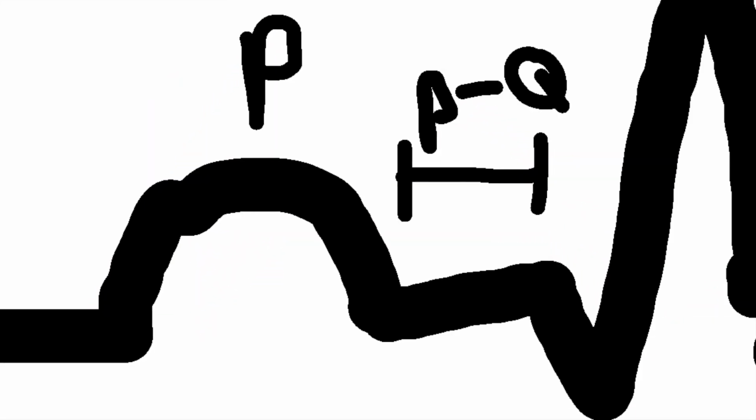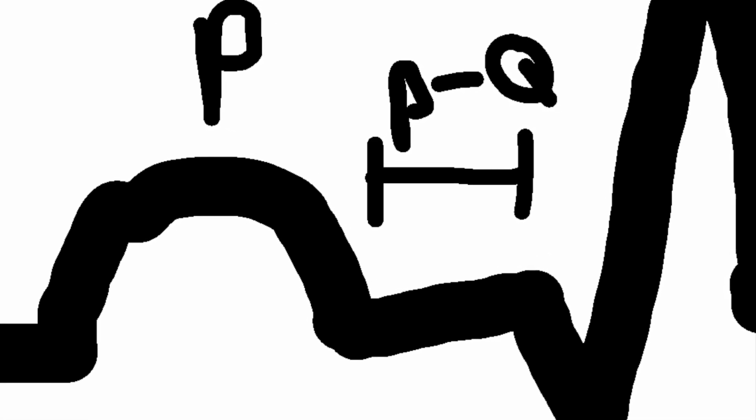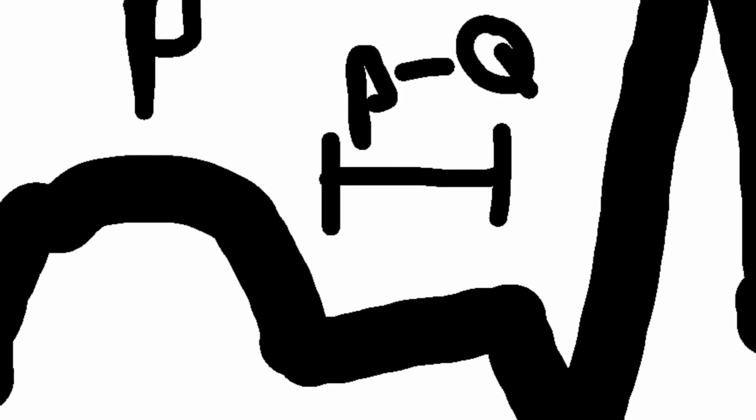First up, we have the P wave. The P wave represents the sinoatrial node firing, and due to the SA node's firing, the atria contracting. Next, we have the PQ interval. It should be between 0.12 and 0.20 seconds. A lot happens in this short time.